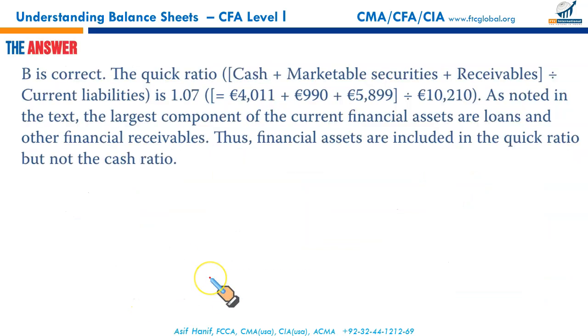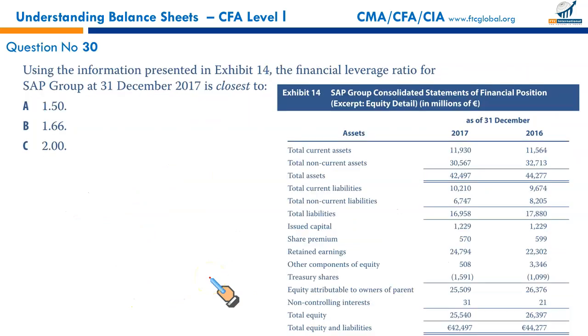That makes B the correct option. Next, using the same data, I think it's Exhibit 14, the financial leverage ratio for this company in December 2017.